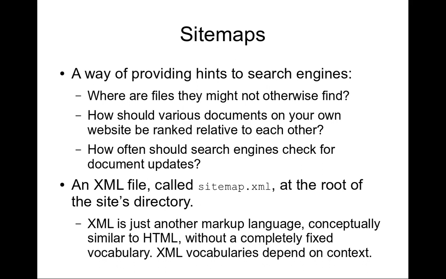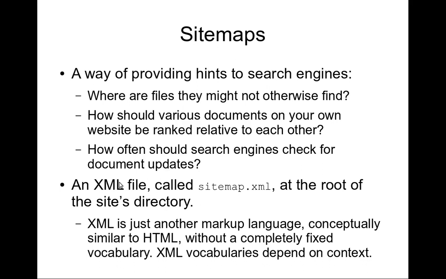I'm not talking about human-readable sitemaps here, but rather machine-friendly sitemaps, which are just a way of providing hints to search engines about how your documents should be ranked relative to each other and what should be crawled. So there's really three main issues that get addressed here. Where are files that a search engine might not already find? And how often should search engines check for document updates, right? And also, how should various documents on your own website be ranked relative to each other? This sounds like a complicated kind of issue, actually, but really it's not. All you're really doing is providing a set of related hints to search engines.